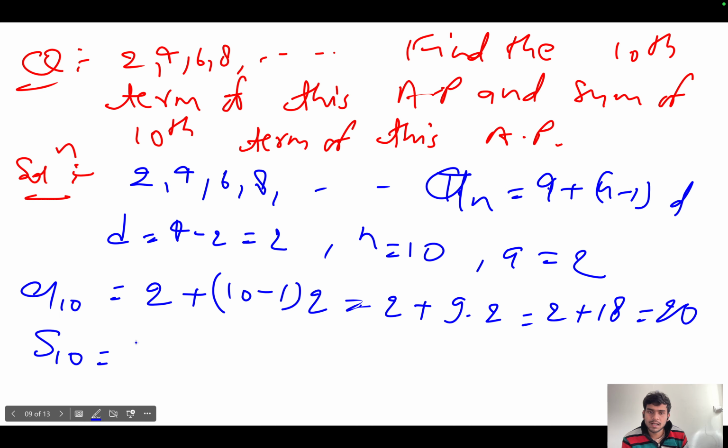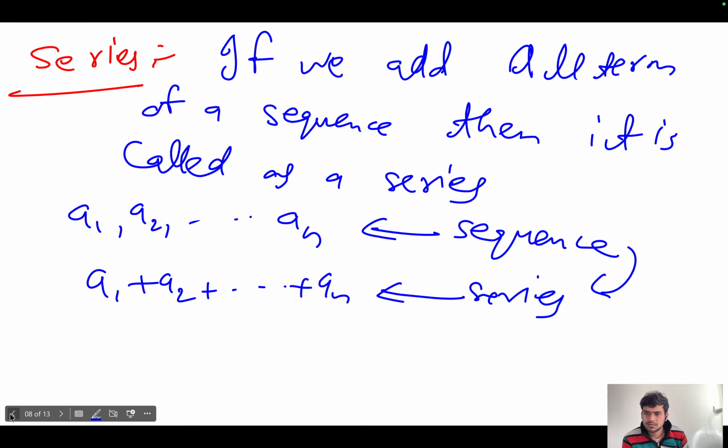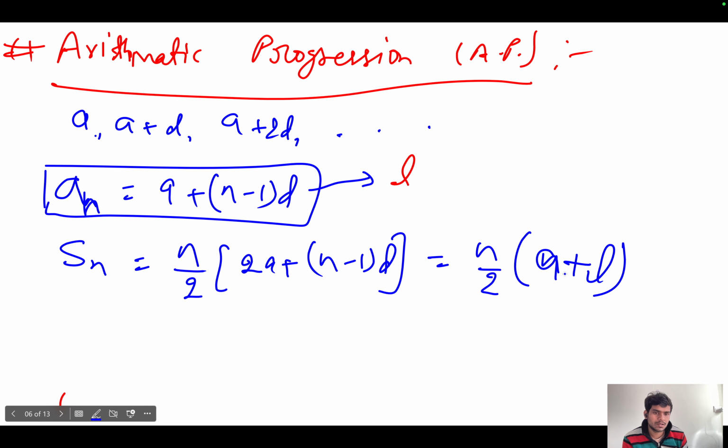And our S10, what will be the sum? It is n by 2, that is 10 by 2, times the first term 2 plus the last term 20. So it will look like 5 into 22, that is 110. I have used this formula here, n by 2 into (a plus l), first term plus last term.